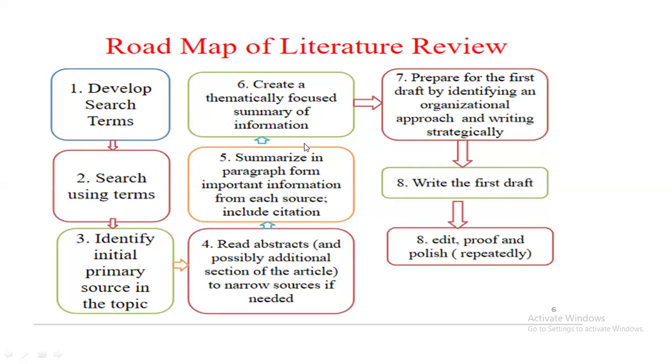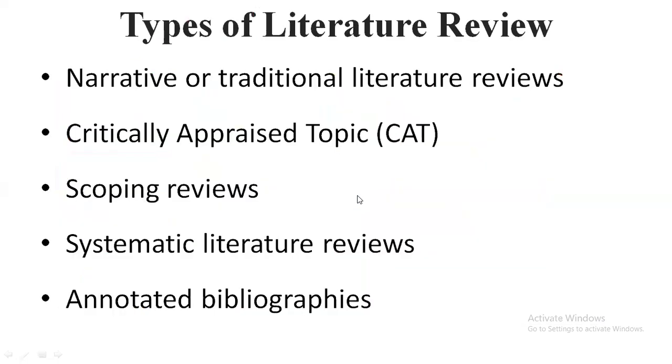Then you read the abstracts and possibly additional sections in the article to narrow the sources needed. Then summarize in paragraph form the important information from each source, including the citation. Then you can create a thematically focused summary of the information. And then you prepare for the first draft by identifying an organizational approach in writing strategically, write the first draft, and edit, proof, and polish repeatedly.